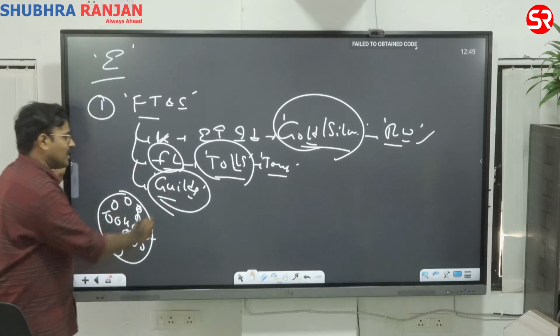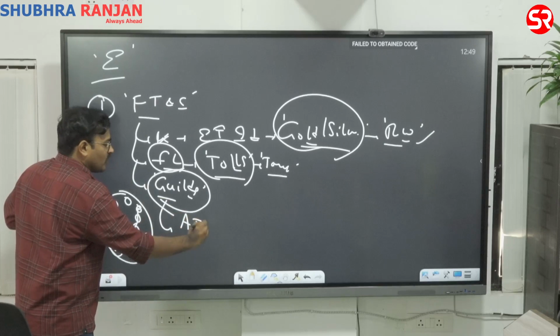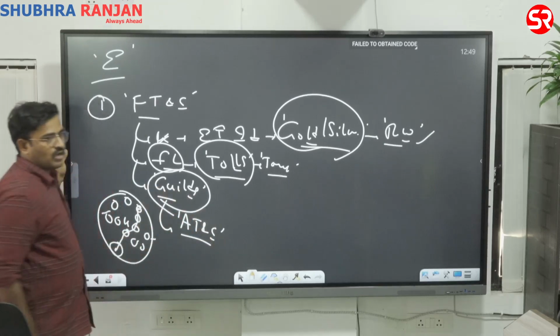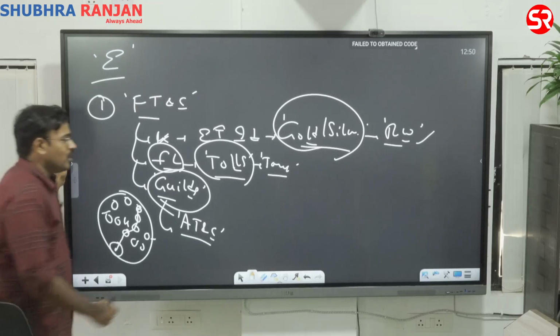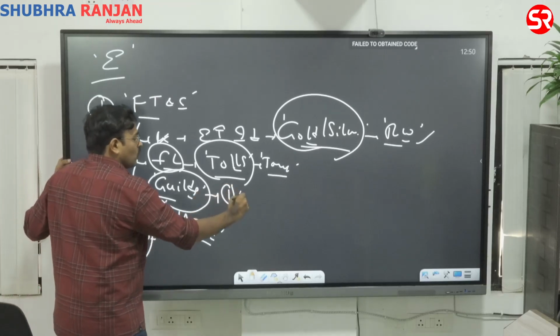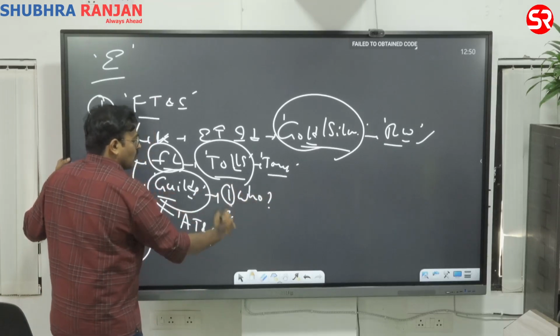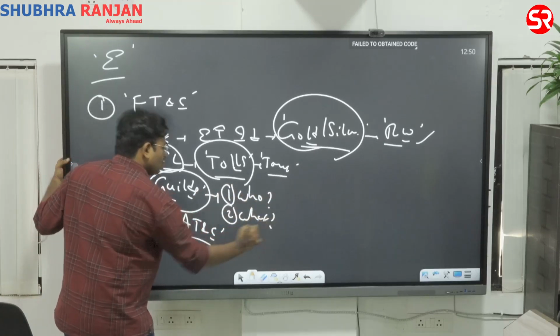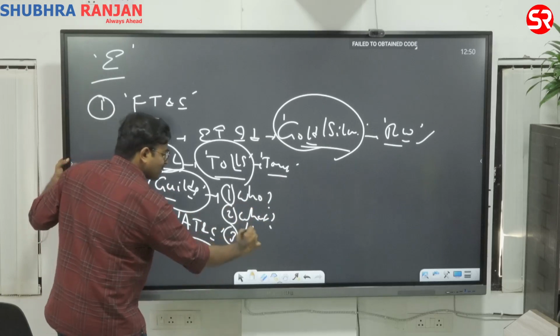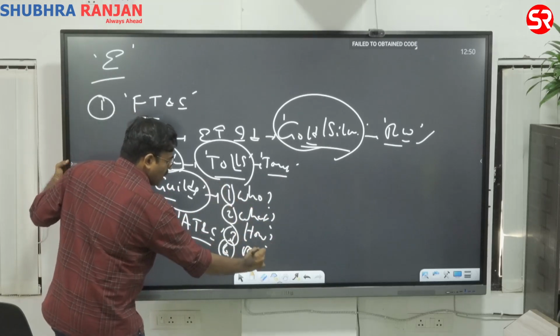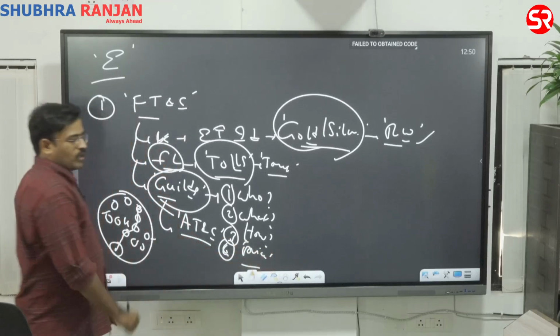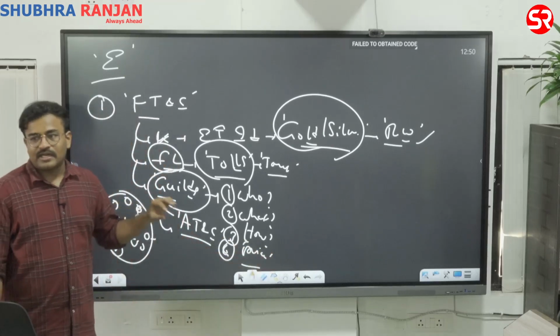Then one more section which restricted free trade and commerce is the guilds. Guilds are nothing but associations of traders and craftsmen. These guilds restricted free trade and commerce primarily by determining who is going to produce, what he is going to produce, how much he is going to produce, at what price it can be sold, and what quality of production should be done. All of these things are determined by the guilds.